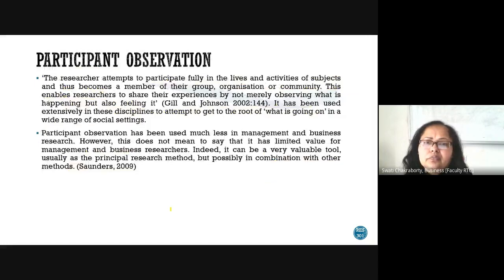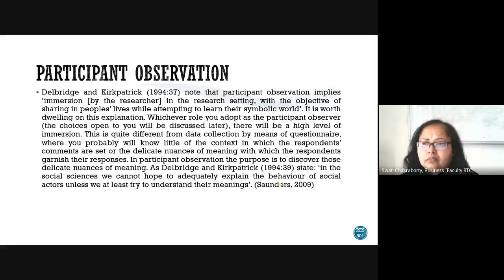the frequency of doing it. So in the case of participant observation, right, here the researcher attempts to participate fully in the lives and activities of the subjects and thus becomes a member of the group, organization, or community. You as a researcher actively get involved with your respondents, which helps you in sharing their experience, right? You're not merely observing what is happening, but you're also feeling it, right? Okay.